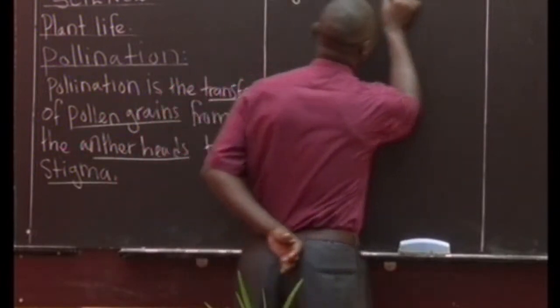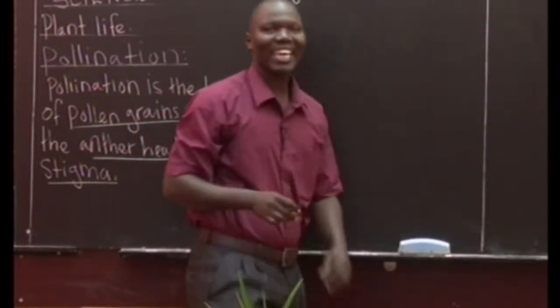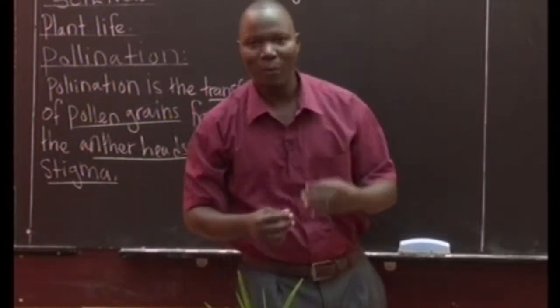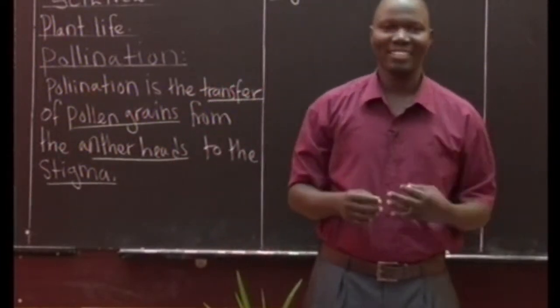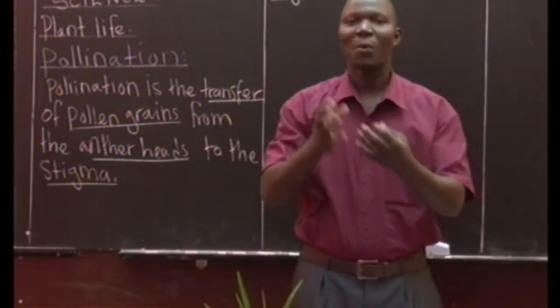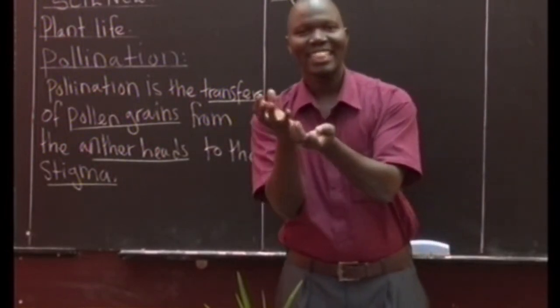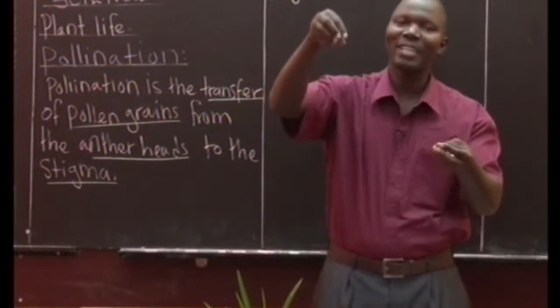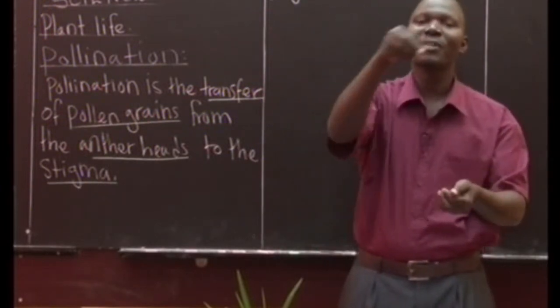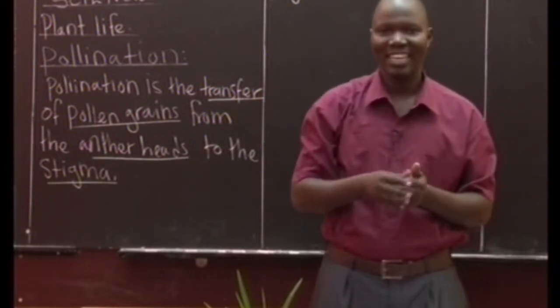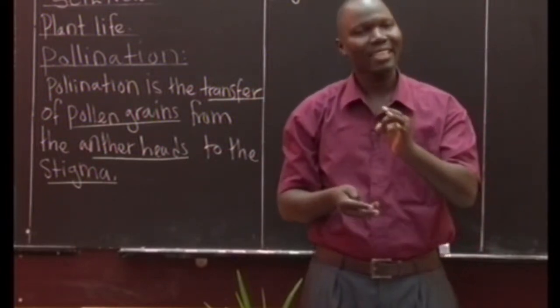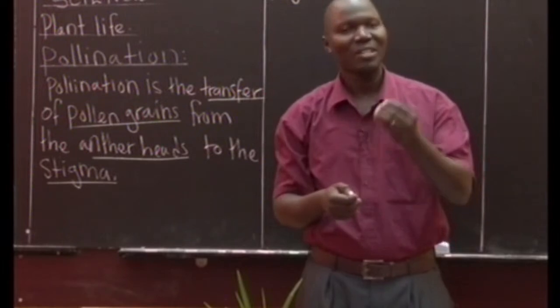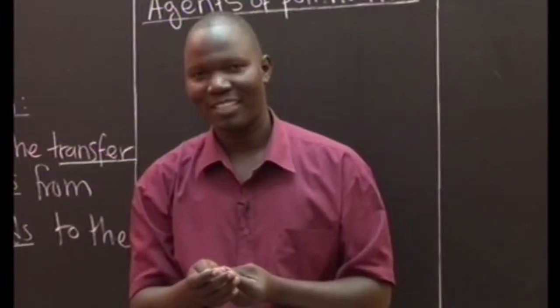My good children, when you get the word agents, you don't need to get worried. We are asking, what is it that can make pollen move from the anther to the stigma? Those are the ones we are calling agents of pollination, those things that help.